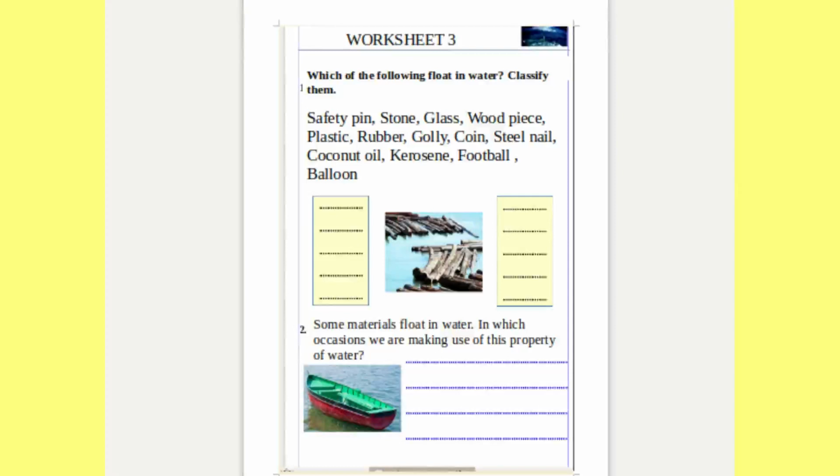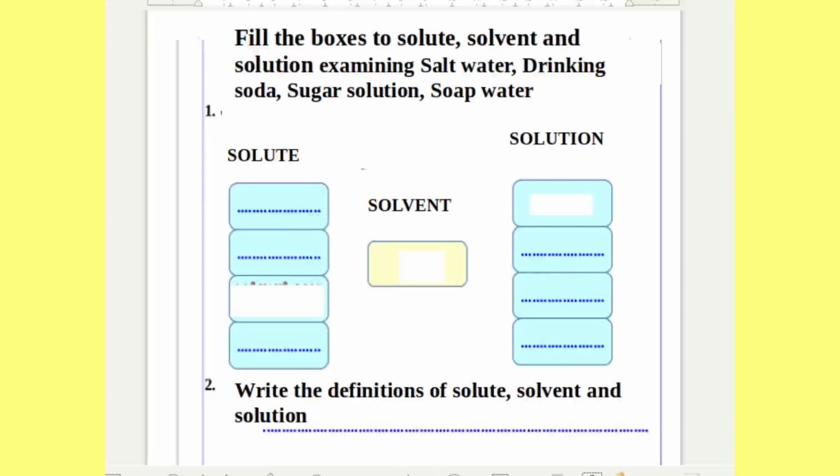Worksheet 3. Which of the following float in water? Classify them: safety pin, stone, glass, wood piece, plastic, rubber, goli, coin, steel nail, coconut oil, kerosene, football, and balloon. Some materials float in water. In which occasions are we making use of this property of water?